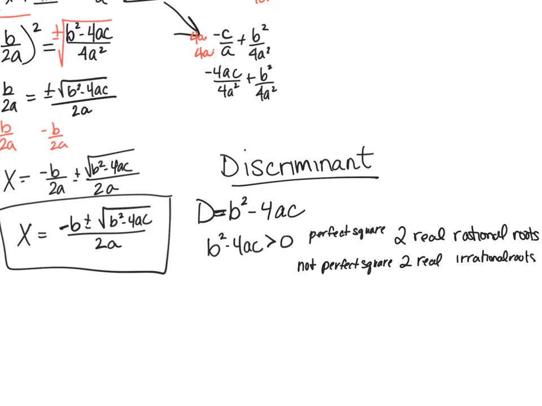Rational roots means it's going to come out like 1 fifth or 1/3 and 2/5, something like that. Irrational means it's going to come out as like negative 3 plus or minus the square root of 6. If b squared minus 4ac is equal to 0, we get one real rational root.